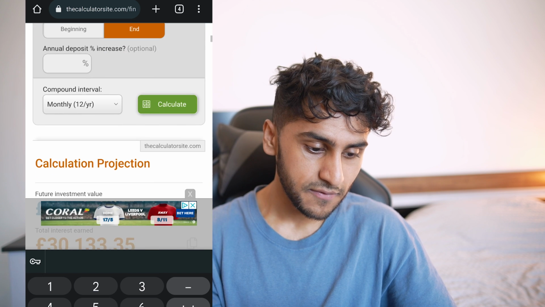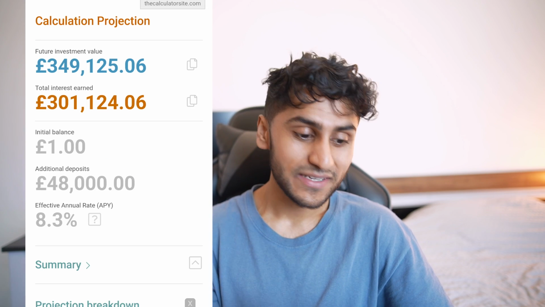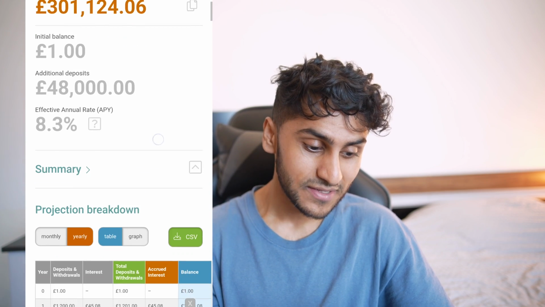And of course, you can use this calculator yourself. You can increase the deposit amounts yourself. So for example, £100 a month will actually lead you to having over £1,300,000, and that's an interest of £300,000.